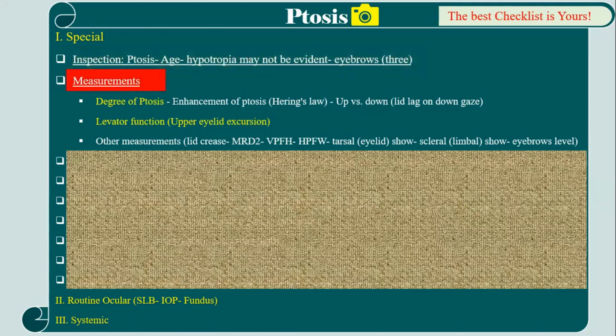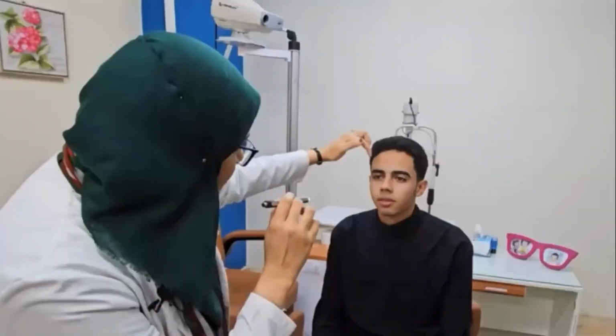Then measurements, and again, it's plural, measurements. Usually in every book you will see the two important points: degree of ptosis and levator function assessment. For degree of ptosis, we need the pen torch. But I told you before, since you are holding the pen torch, spend a second to comment on the Hirschberg reflex. Again, Hirschberg reflex, because someone asked this question. So what is the instruction? Do you need to ask the patient to look at the pen torch? Definitely, yes.